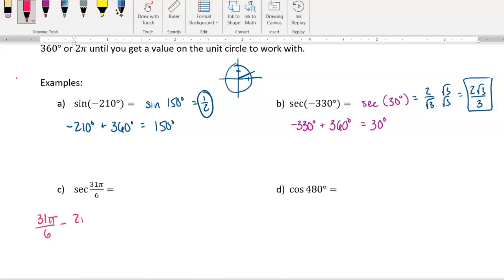So I'm going to subtract 2 pi, but I need to have a common denominator, so I multiply the numerator and denominator by 6, so I have 12 pi over 6, which is the same as 2 pi. Now when I subtract those, I get 19 pi over 6. That's still too big. That's still more than one full revolution, so I'm going to subtract 12 pi over 6 again. And when I do that, I get 7 pi over 6. We're going to deal with sixths, so let's think about where that would be.